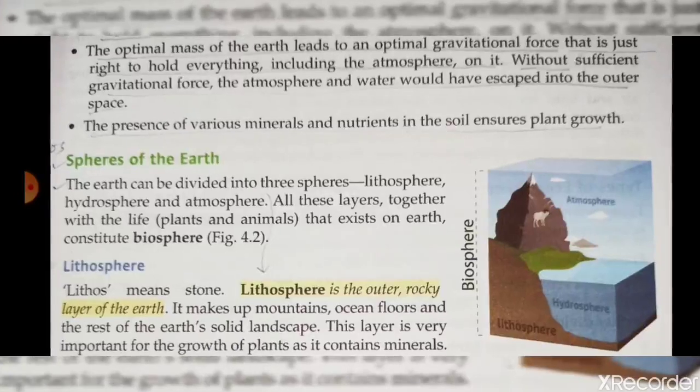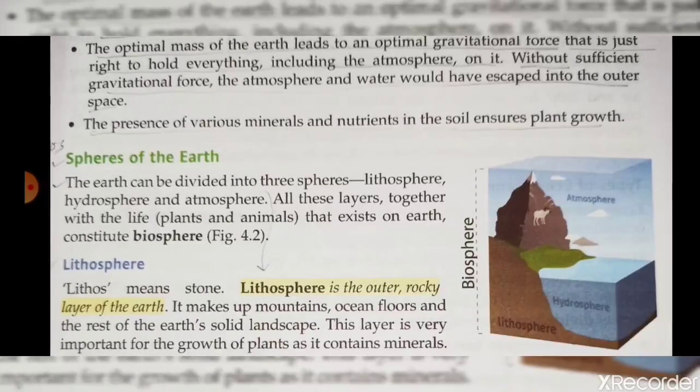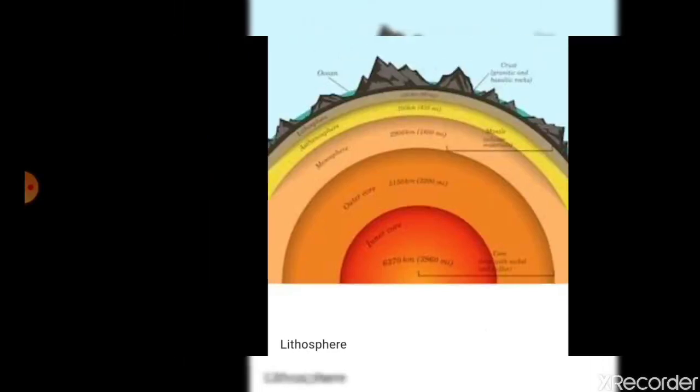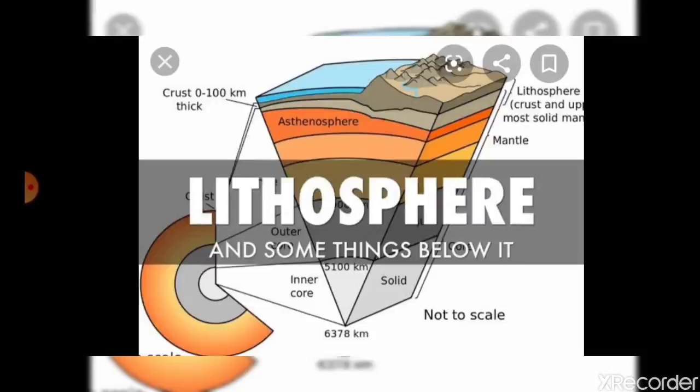Now let us study the spheres of Earth. The Earth can be divided into three spheres: lithosphere, hydrosphere, and atmosphere. Lithos means stone. Lithosphere is the outer rocky layer of the Earth. It makes up mountains, ocean floors, and the rest of the Earth's solid landscape. This layer is very important for the growth of plants.